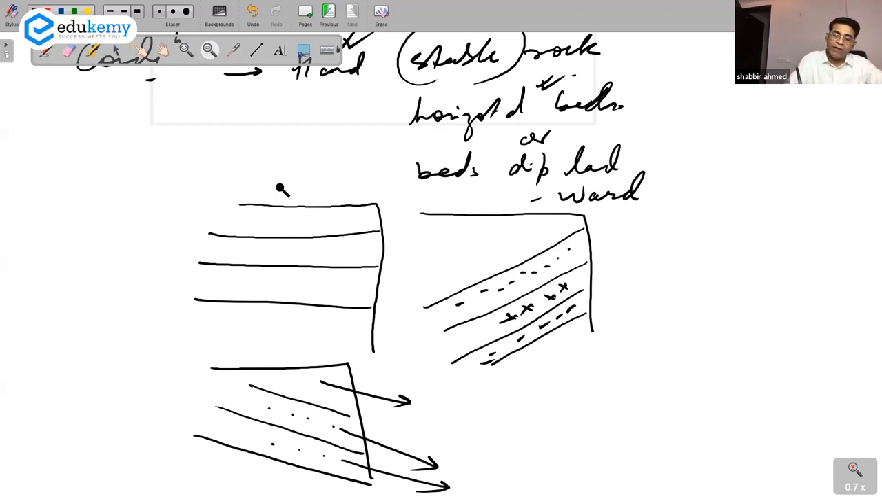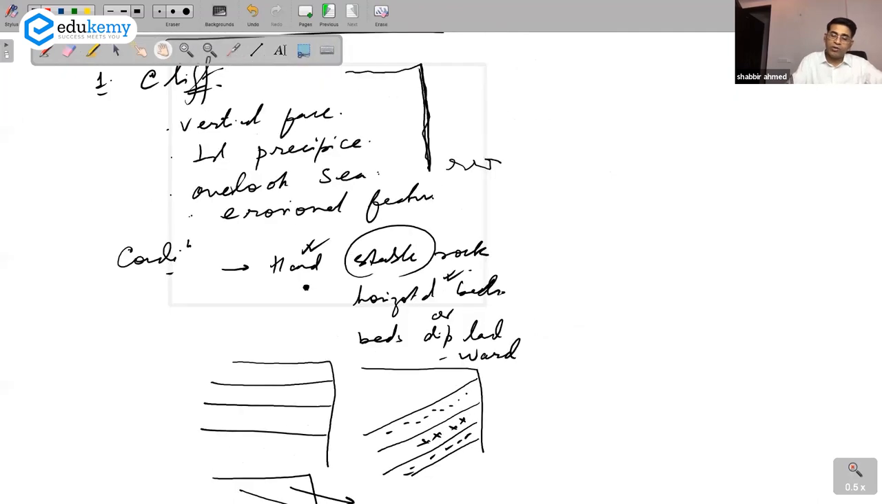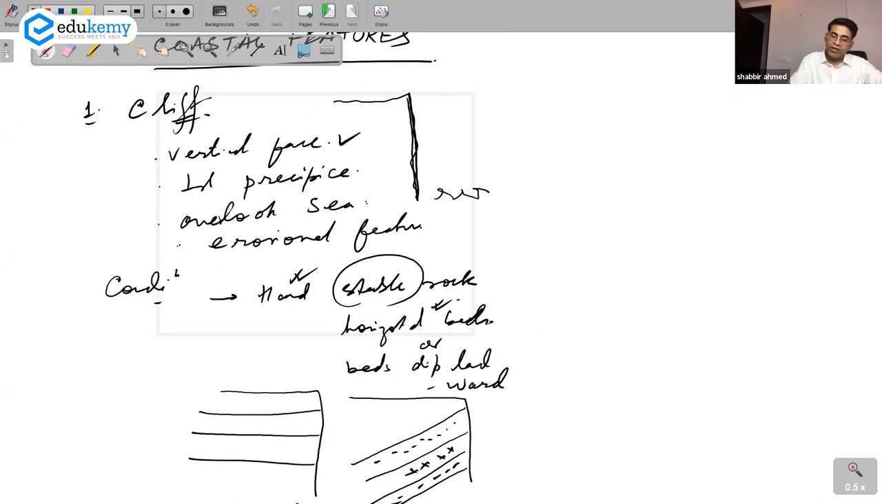So for the cliff to form, I said, you need to have a vertical face, a perpendicular precipice, an erosional feature, and the rocks must be hard and stable. Either the beds are horizontal or the beds are dipping landwards.